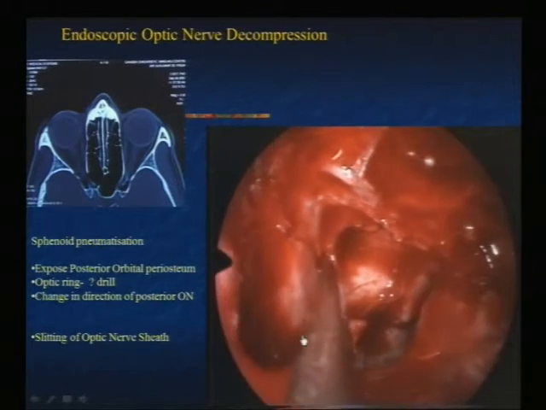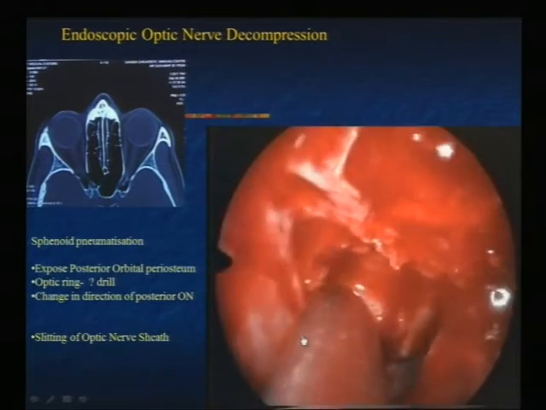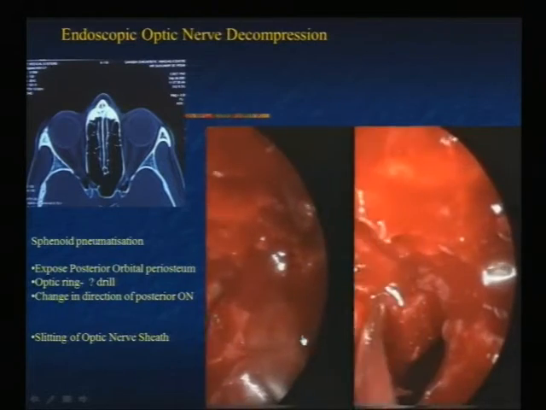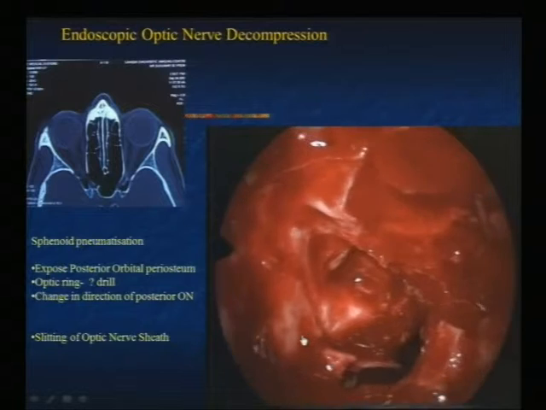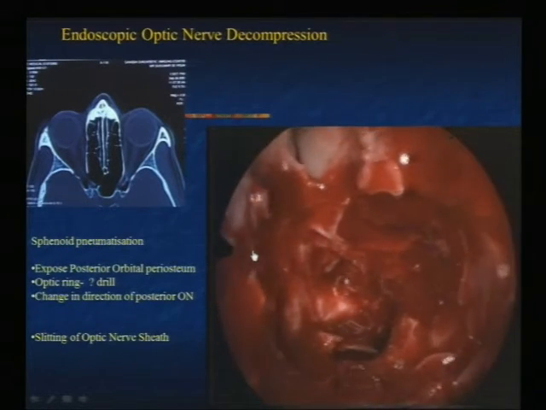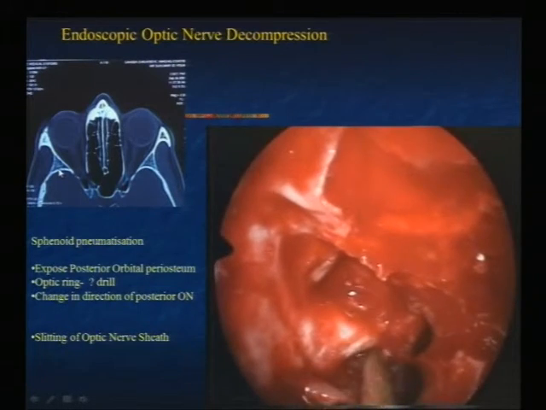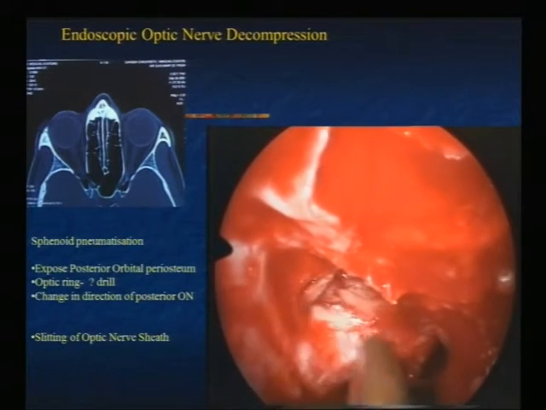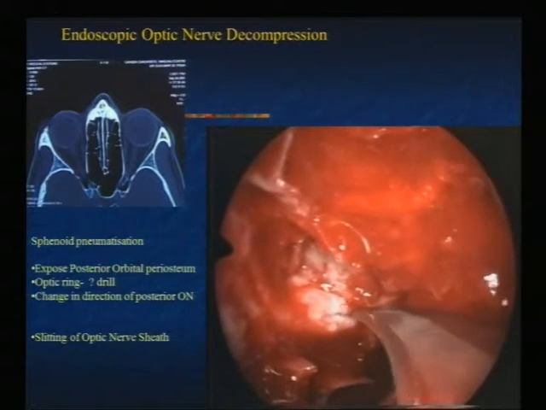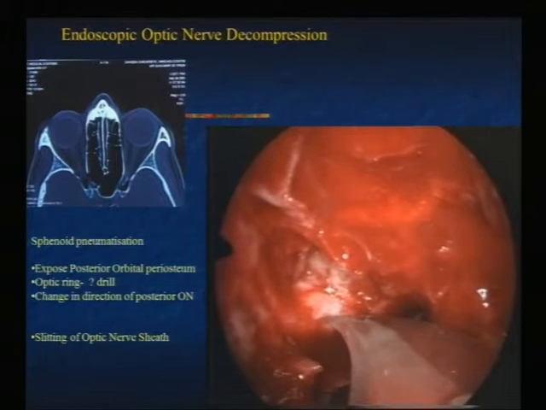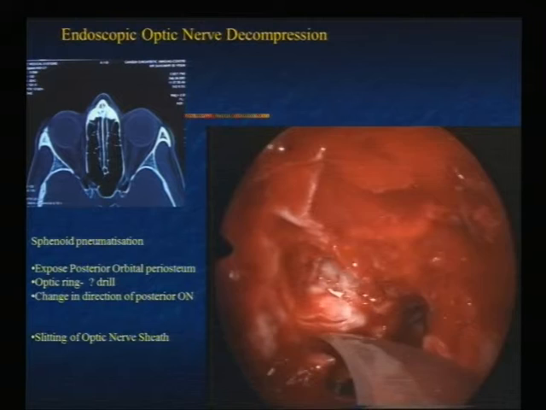But once in a while you need to drill, especially anteriorly, because the anterior wall of the optic ring is where the thickest part of the optic canal is. You continue going back till the nerve curves medially, and that is a key point in our technique, because when the nerve curves medially, if you look at the scan, it means that you've gone beyond the canal and you're now in the intracranial part. If you want to decompress the canal, that's all you need to do. When the nerve starts to curve medially or become transverse, you don't need to go any further back.